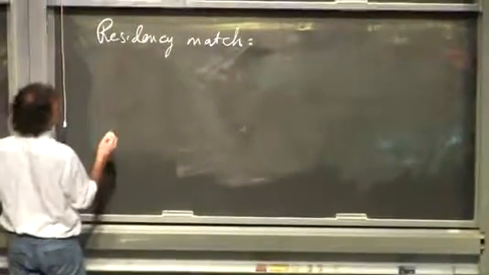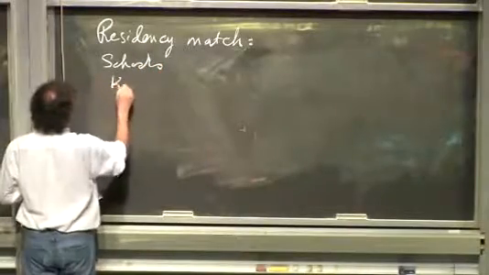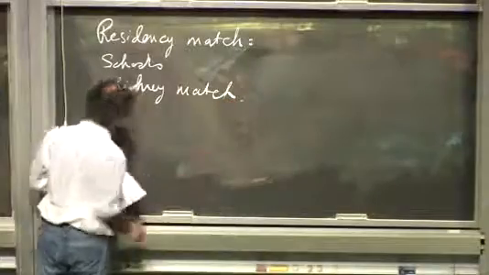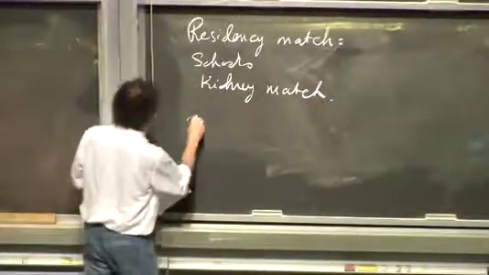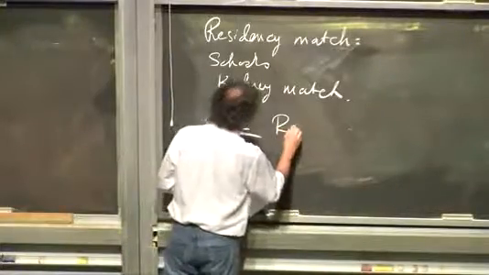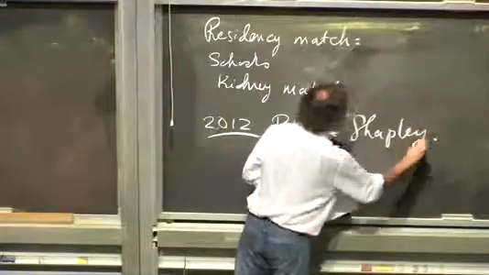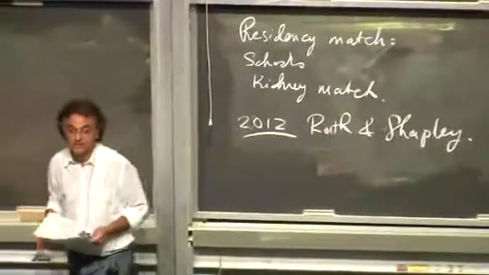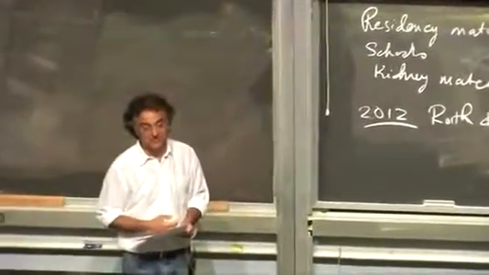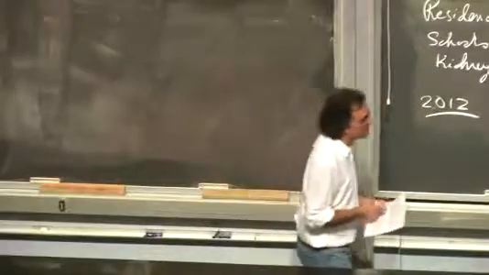So there was a residency match, there were schools, there was the kidney match. And then 2 years ago, in 2012, Alvin Roth and Shapley got the Nobel Prize in economics for their work on this algorithm. Right? Why is the name Gale not in there?